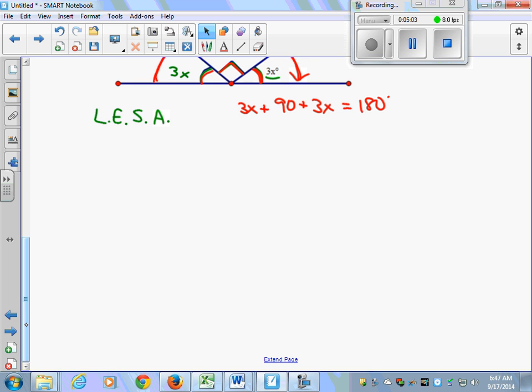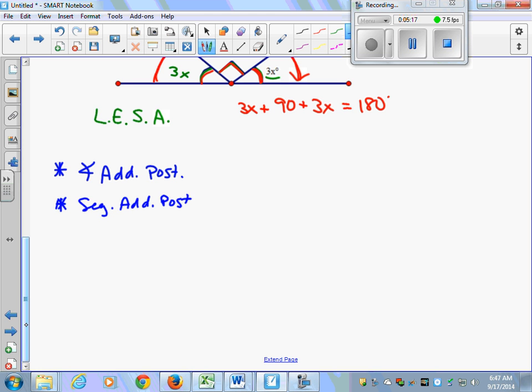Okay, so then there's some postulates that we learned. So we've got angle addition postulate, and we've got segment addition postulate, and we've got the linear pair postulate, which just said that if it's a linear pair, it adds up to 180 degrees. It's supplementary.